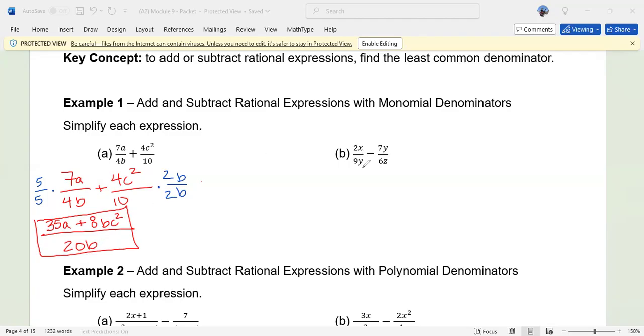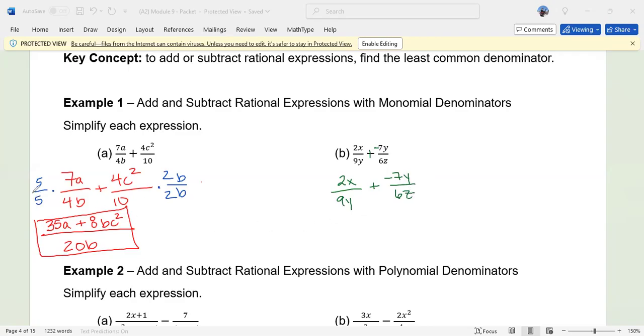Okay, we're going to do something similar for the next one. One thing I'm always going to recommend: anytime you see subtraction, change that to a positive, and then distribute the negative to the numerator of the second piece. It's just going to save you a lot of headache. So for this one, we've got 2x over 9y, and then plus negative 7y over 6z.